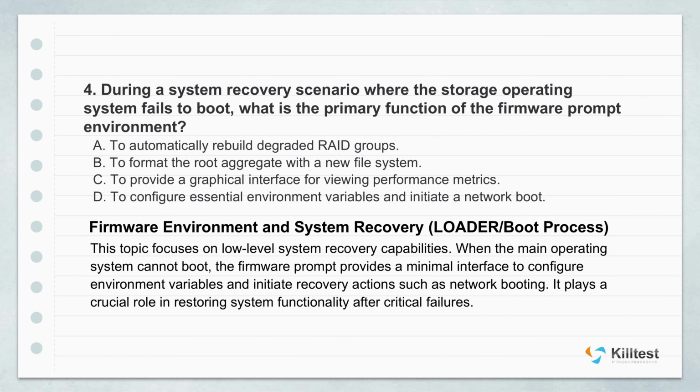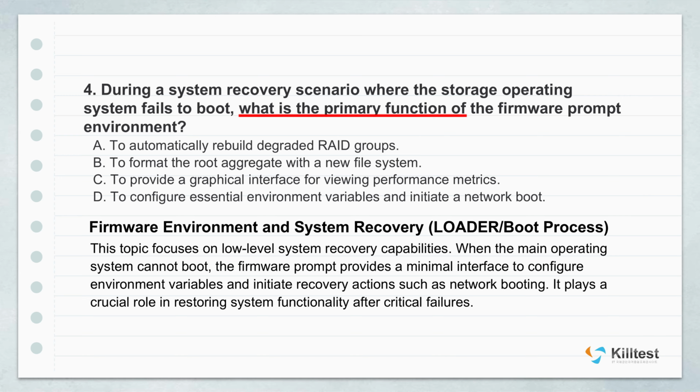Question 4 brings this up. It says, during a system recovery scenario where the storage operating system fails to boot, what is the primary function of the firmware prompt environment? This is a scary place to be. Yeah. The choices are A, to automatically rebuild degraded RAID groups, or B, to format the root aggregate with a new file system, then C, to provide a graphical interface for viewing performance metrics, or D, to configure essential environment variables and initiate a network boot.